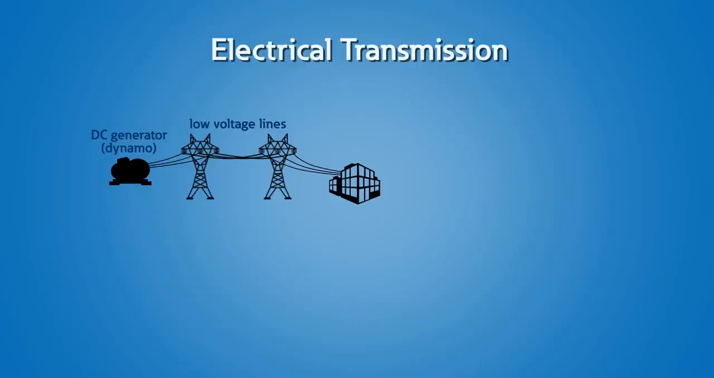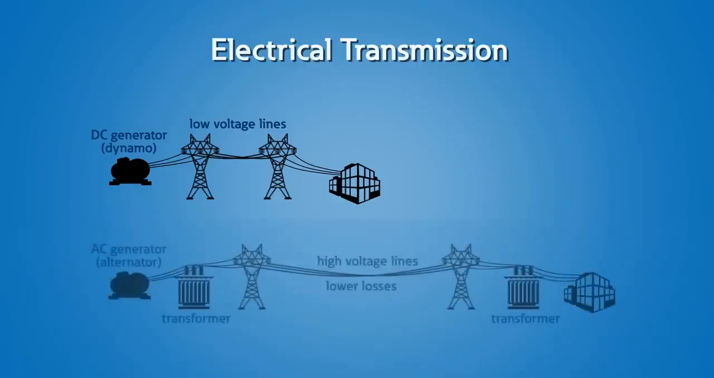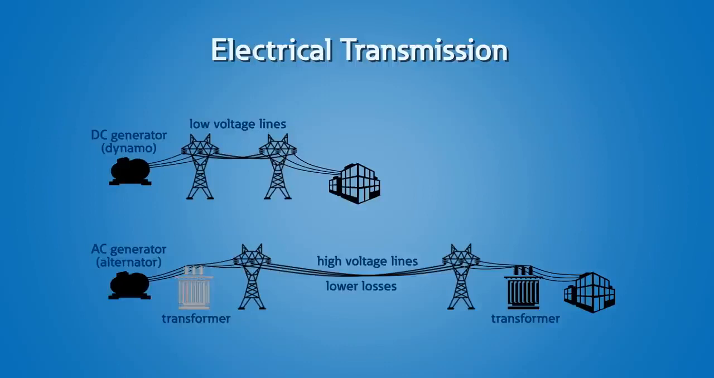DC power produced by these generators was limited because the generation source had to be close to the loads. Then came alternating current produced by AC generators called an alternator or a synchronous generator. The major advantage of the AC generation is that with transformers, the voltage levels can be changed up and down to transmit that power far distances to the loads that require it.